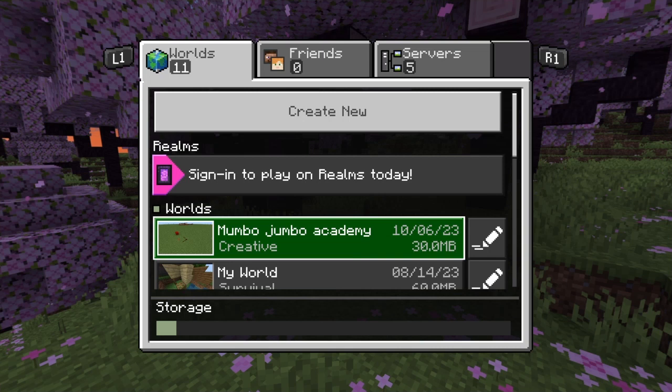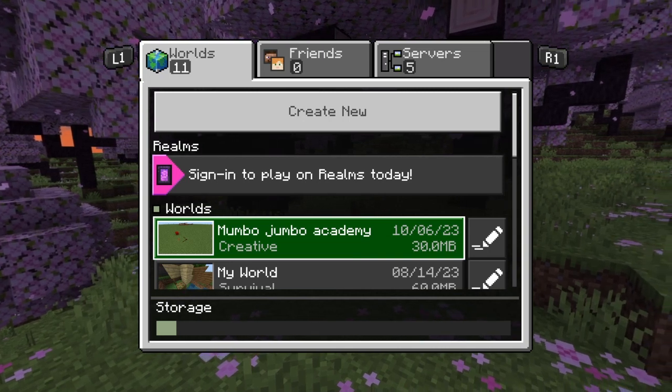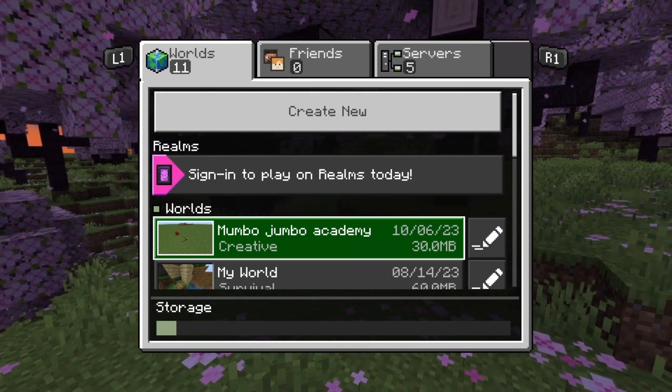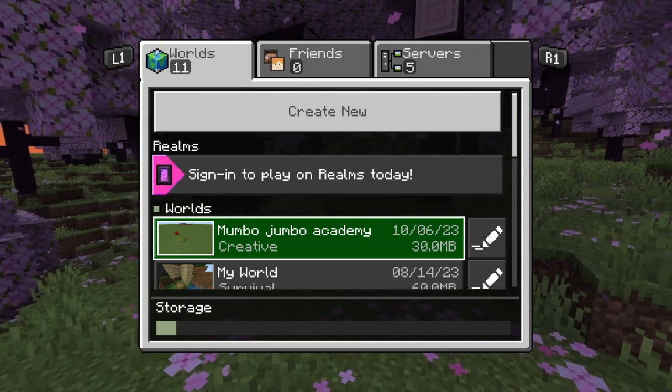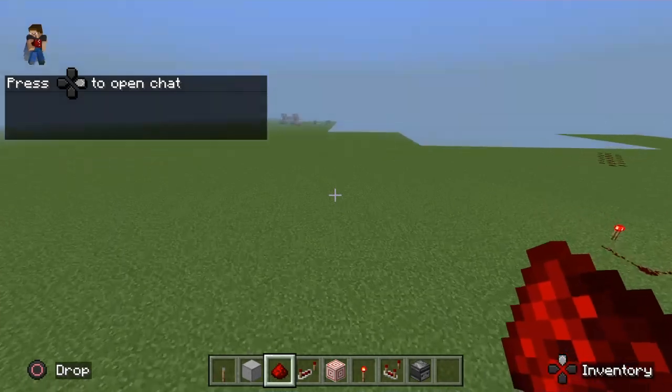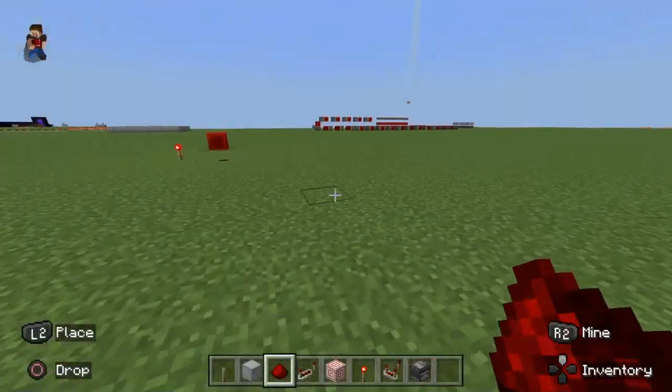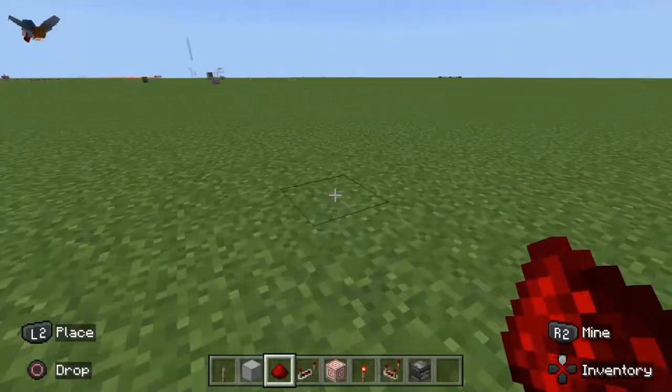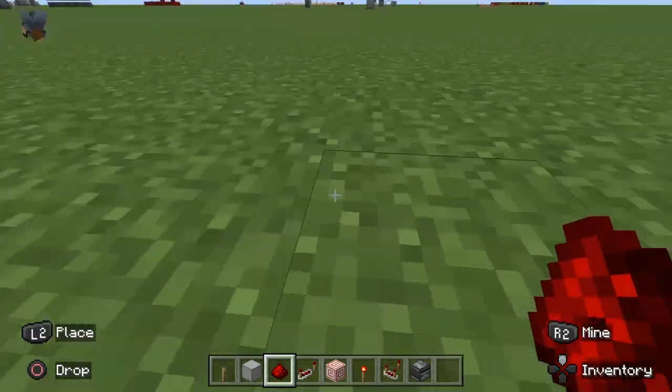Yeah, I'm going to be making a video about redstone. So yeah, let's jump right into it. Alright, so let's start by trying to make some redstone timers. So I have 3 designs.